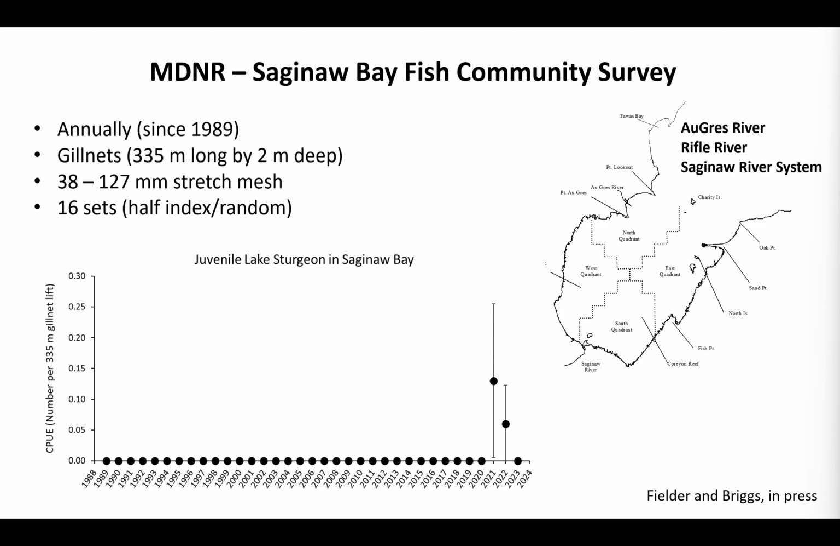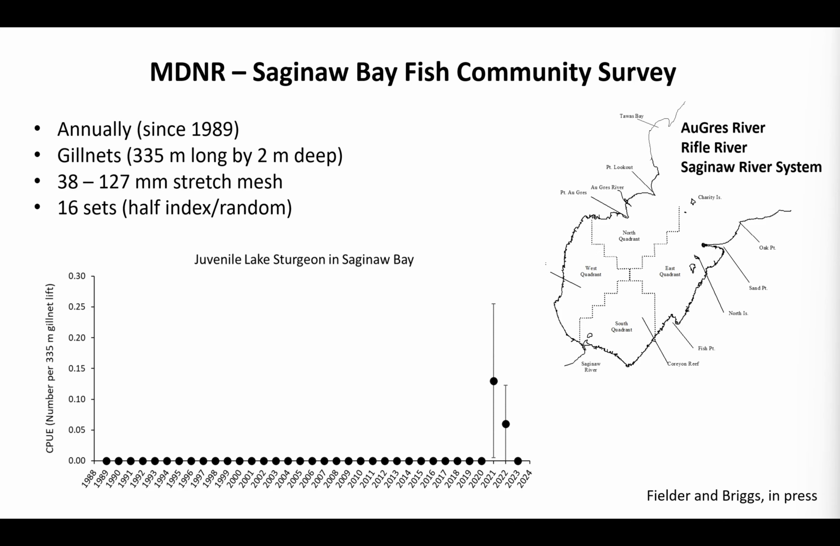16 of these nets are set, half at index and half at random locations, and this is a pretty flat line there all the way up until 2021, right? So I think it's 21. Yeah, 2021 was the first time that the Michigan DNR captured juvenile lake sturgeon in this area. They were stocked fish that were stocked in the tributaries of the Saginaw. Another fish was captured in 2022. Nothing in 2023 as far as sturgeon go, but we are hopeful that this survey does serve as an indicator of how that Saginaw Bay population is doing.